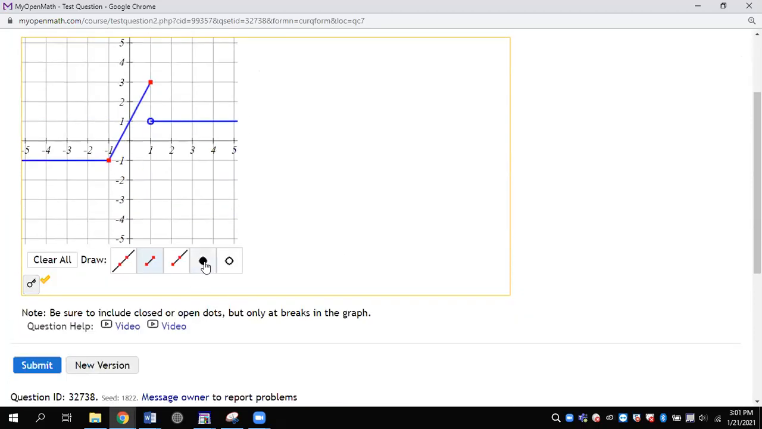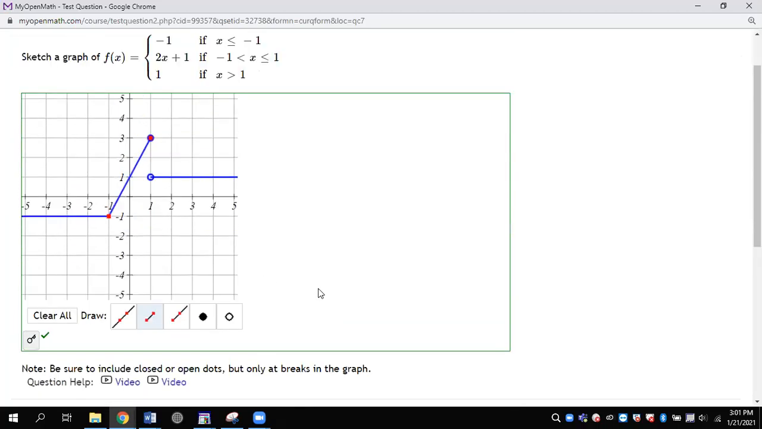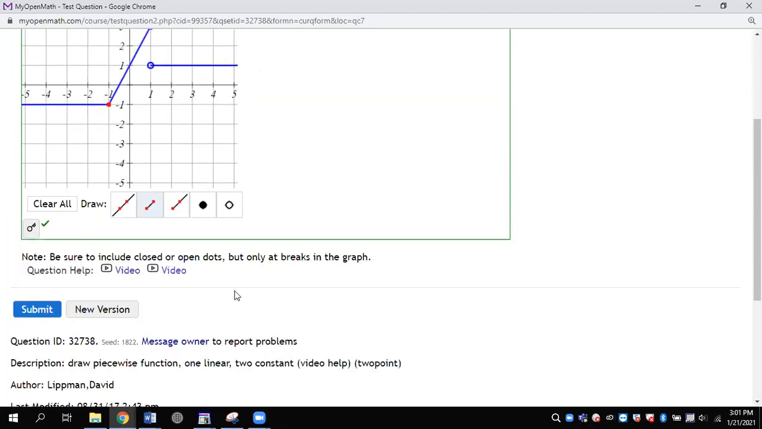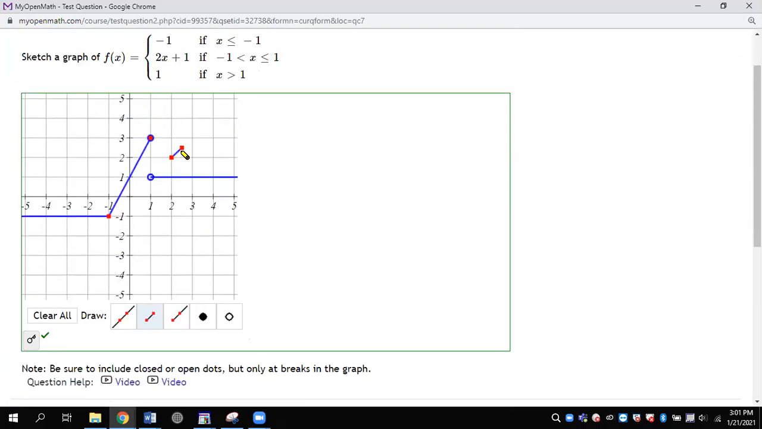Oh, it's not happy. Be sure to indicate closed or open dots, but only at breaks in the graph. Okay, so it wants me to put a solid dot right there. See if it takes that. Now it's happy. Yep, full credit. So do you see that? It says be sure to include closed or open dots, but only at breaks in the graph. So right here where they broke, I had to be super clear.